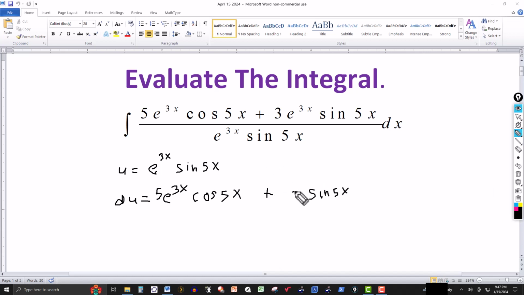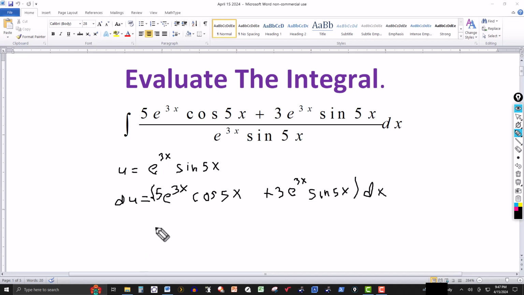So you've got the e to the 3x. Again, we did e to the 3x times the derivative of sine of 5x, and we got cosine 5x, and then times the derivative of 5x, which is 5. And going back the other way, it's the sine of 5x times the derivative of e to the 3x. It's just e to the 3x times the derivative of 3x, which is 3. Again, that's the chain rule. And this is your dx.